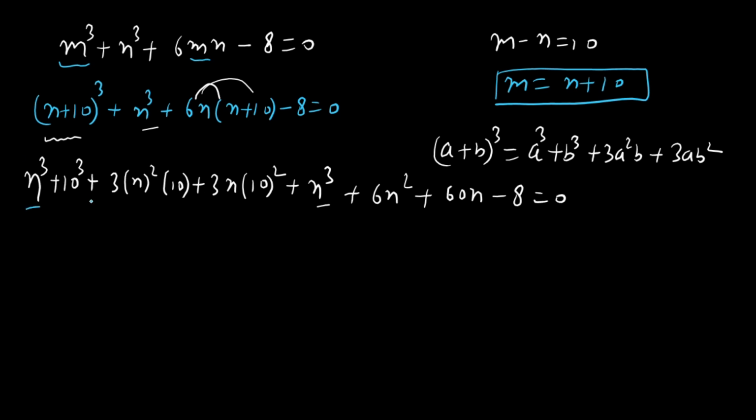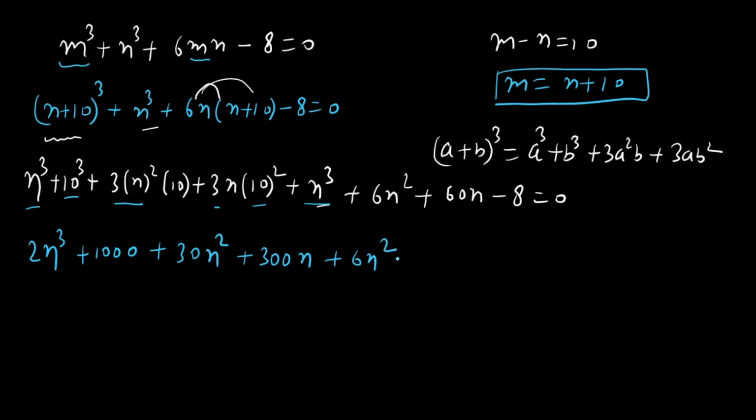Here n cube plus n cube is 2n cube. 10 cube is 1000. 3n square multiplied by 10 gives 30n square. And 10 square is 100, multiplied by 3 gives plus 300n. Here plus 6n square plus 60n minus 8 equals 0.